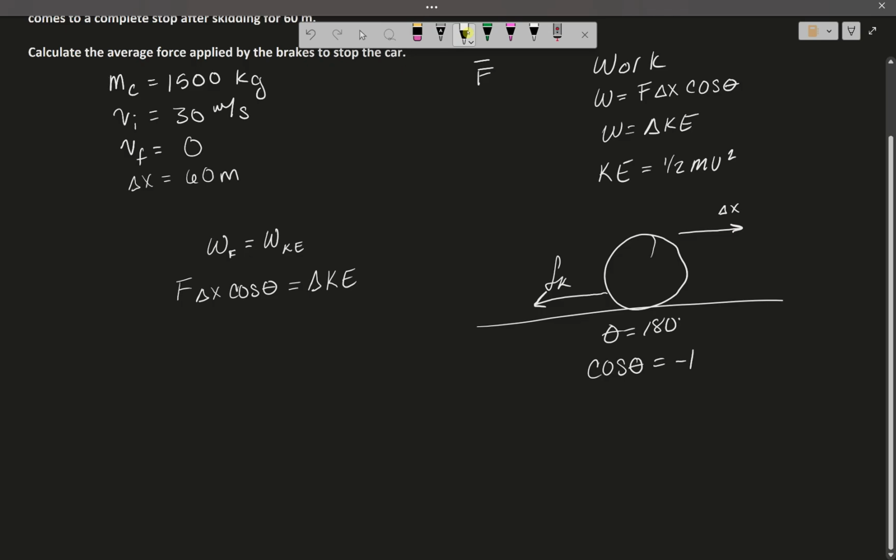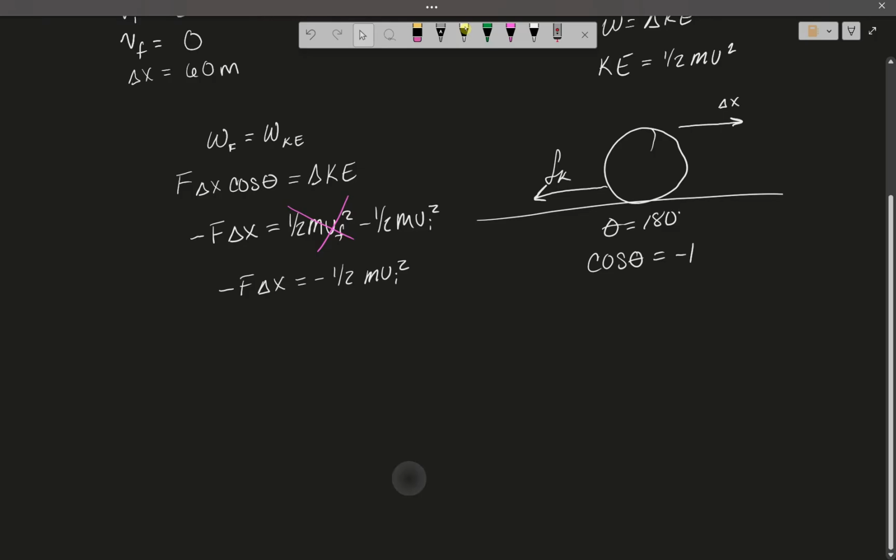So I'm going to replace my cosine of theta with -1, which will give me negative force times my change in position is going to be equal to my change in kinetic energy, and I'm going to expand that out. So 1/2 mv final squared minus 1/2 mv initial squared. Because my final velocity is 0, I can get rid of that first kinetic energy term, and this will give me negative force times the change in position is equal to negative 1/2 mv initial squared. I have a negative on either side, so I can cancel that out. That means that force times the change in position is equal to 1/2 mv initial squared.